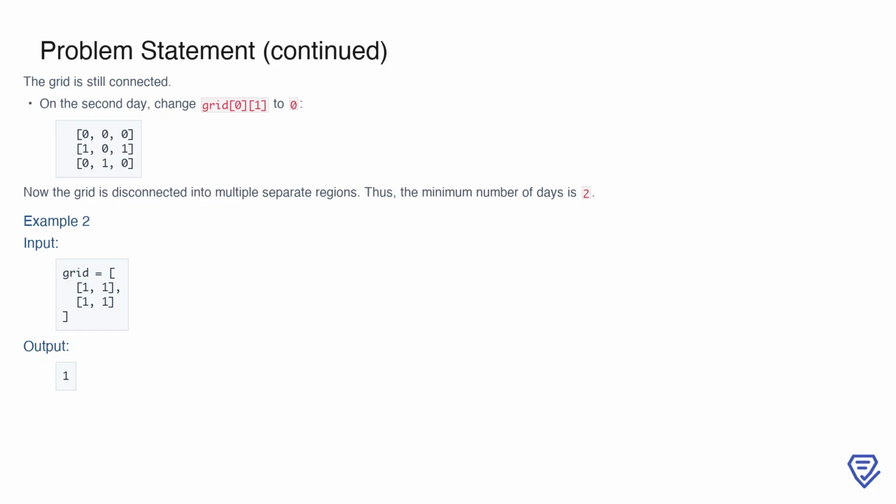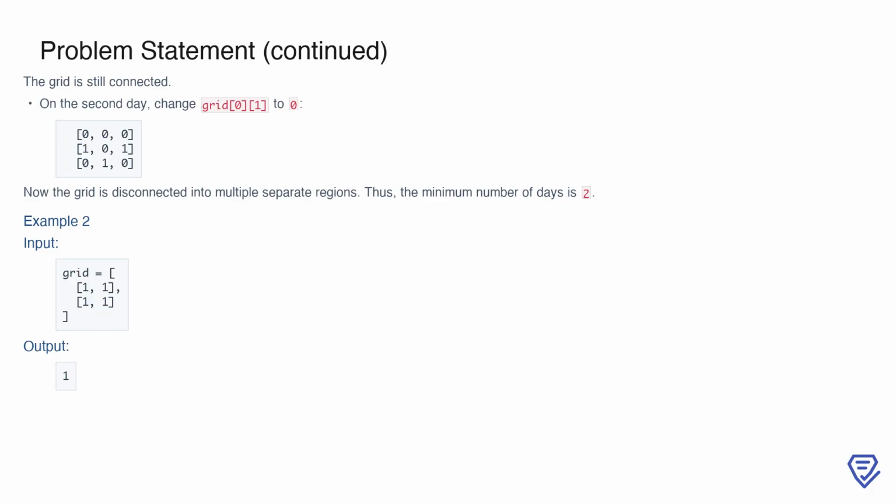After the first modification, the grid remains connected, so we proceed to the second day. On this day, we change the cell at position grid[0][1], the top central land cell, from 1 to 0. Now the grid is no longer a single connected island. Instead, it is broken into multiple smaller regions of 1s that are no longer reachable from each other. At this point, the grid is considered disconnected. Therefore, the minimum number of days required to disconnect the grid in this example is 2.